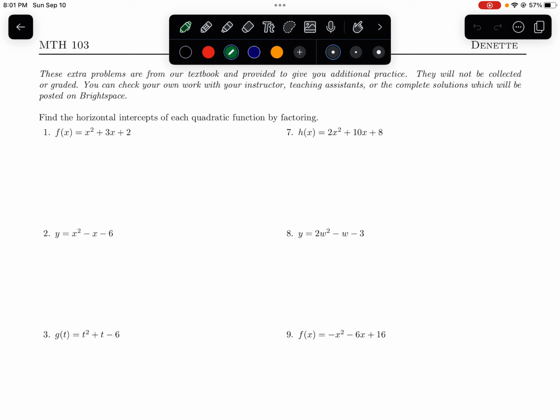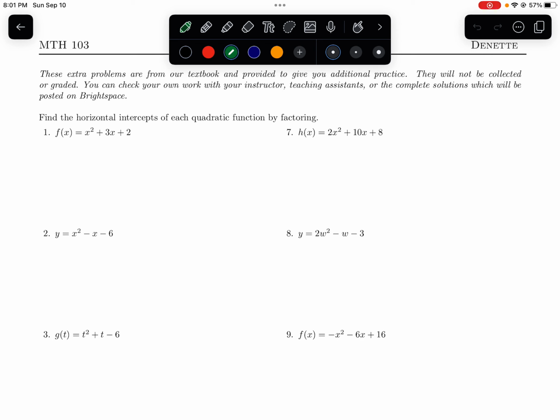In this session, we're going to be looking at finding horizontal intercepts of quadratic functions by factoring. However, this really just means that you're factoring a bunch of quadratics. If you choose to solve them by factoring, that's a little bit different, but the point is you have to know how to factor them in general.